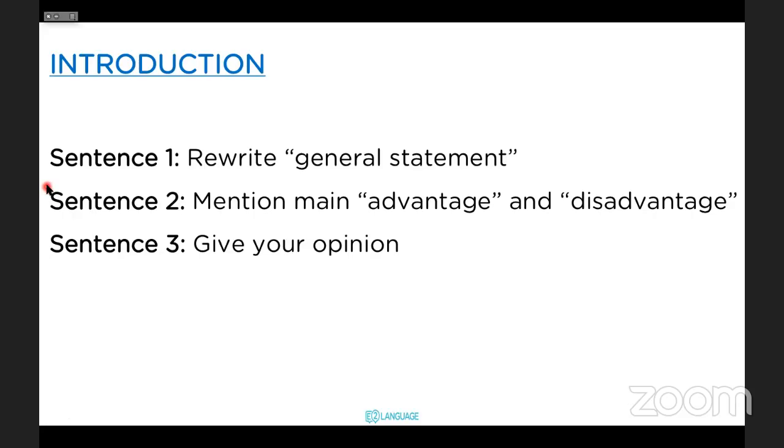Sentence 2, we mention main advantage and disadvantage. Okay, that's easy enough. So what's the main advantage of studying abroad? And what's the main disadvantage of studying abroad? We mention that in 1 sentence. Fine. And then sentence 3, give your opinion. Okay, so do you think the advantages outweigh the disadvantages?